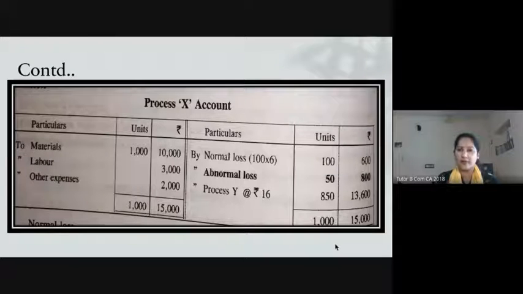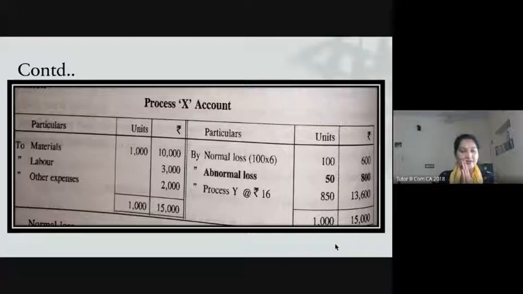It's nothing but the balancing figure. Or else you can compute it. I just said the easiest way is this, the balancing figure. Now, how did I get the per unit cost? It's nothing but 13,600 divided by 850, which gave me the per unit cost as 16. Okay, so this is very simple.